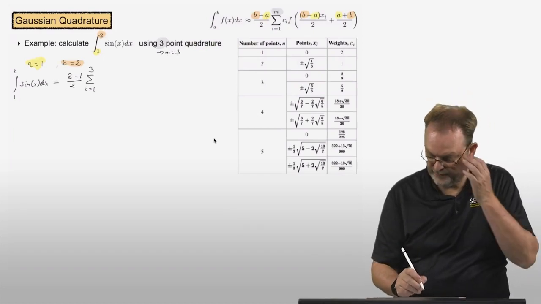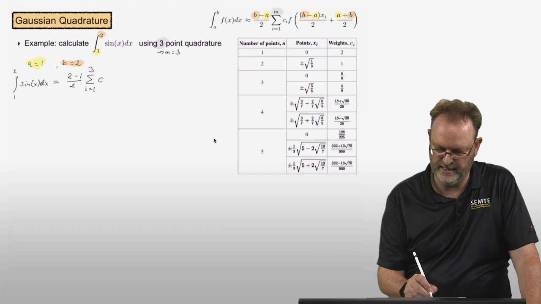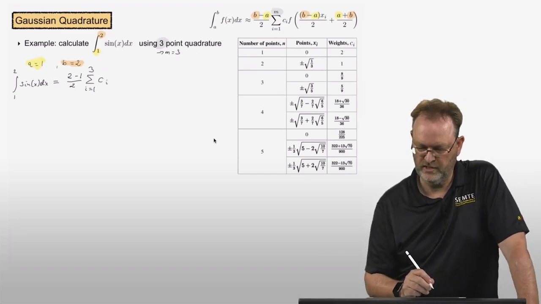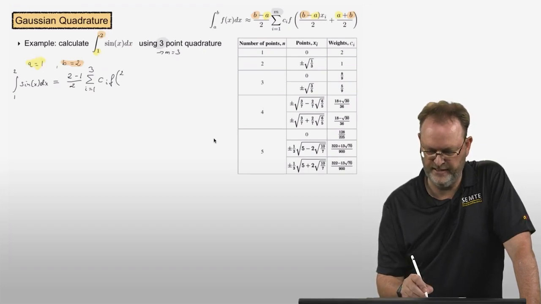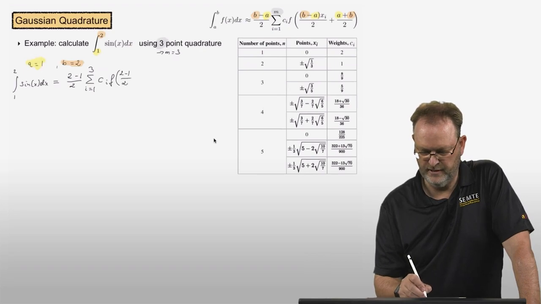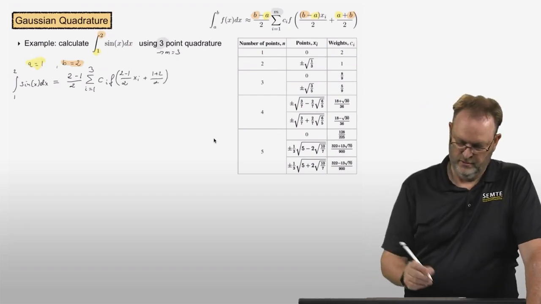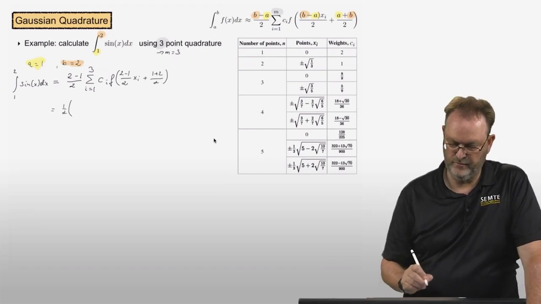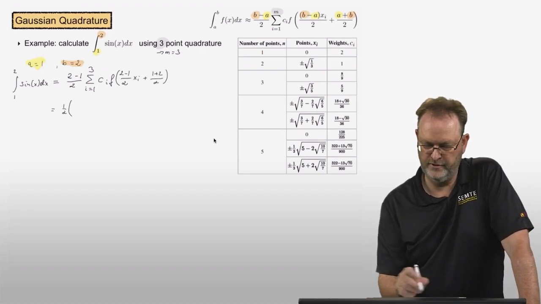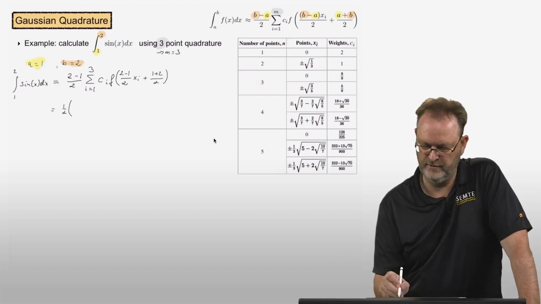Of what? Well, of the ci, the c sub i times f evaluated where? Well, b minus a, so 2 minus 1 divided by 2 times xi plus 1 plus 2 divided by 2. Okay, so 2 minus 1 divided by 2 is 1/2. And then we have 3-point quadrature. So the number of points here is 3. So that's what we have to look at.